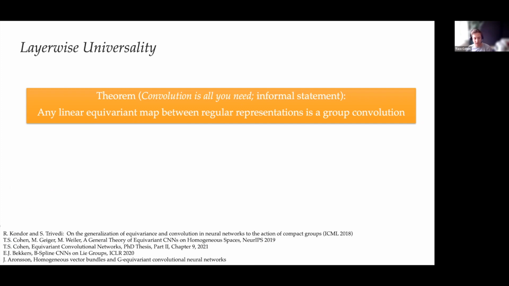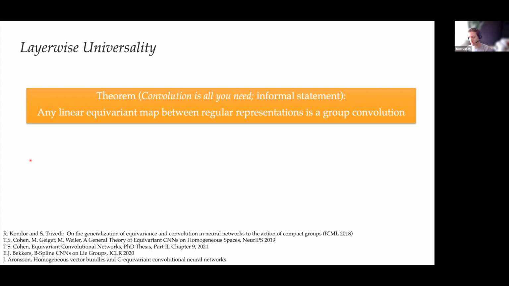And if you're interested in this, I would recommend having a look at the literature cited here at the bottom. But that's a pretty cool result, because it tells us that in a way we don't have to come up with anything new, at least at a fundamental level, because as soon as we have decided that we want our feature spaces to transform according to a regular representation, if we think that they should be signals on some space, then the group convolution is the most general thing you can do.